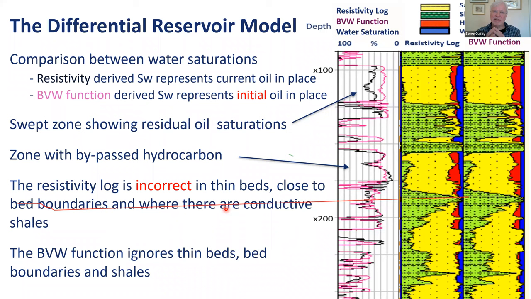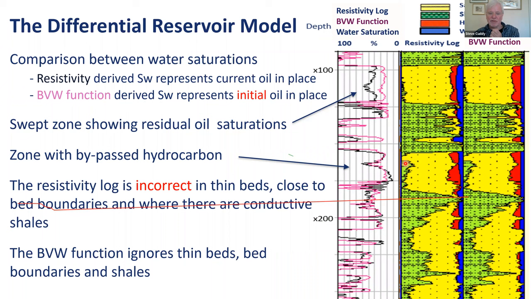So in this plot here, we've got the resistivity CPI against the BVW CPI. And you notice there's a slight difference in the water saturation. The resistivity log is the resistivity from yesterday and is including the produced intervals. Whereas this is the initial conditions. So this top interval here shows you that the interval has been swept. Whereas a deeper interval here, the SW is the same, which is telling us that the hydrocarbons are still there and we need to drill wells to tap that hydrocarbon.